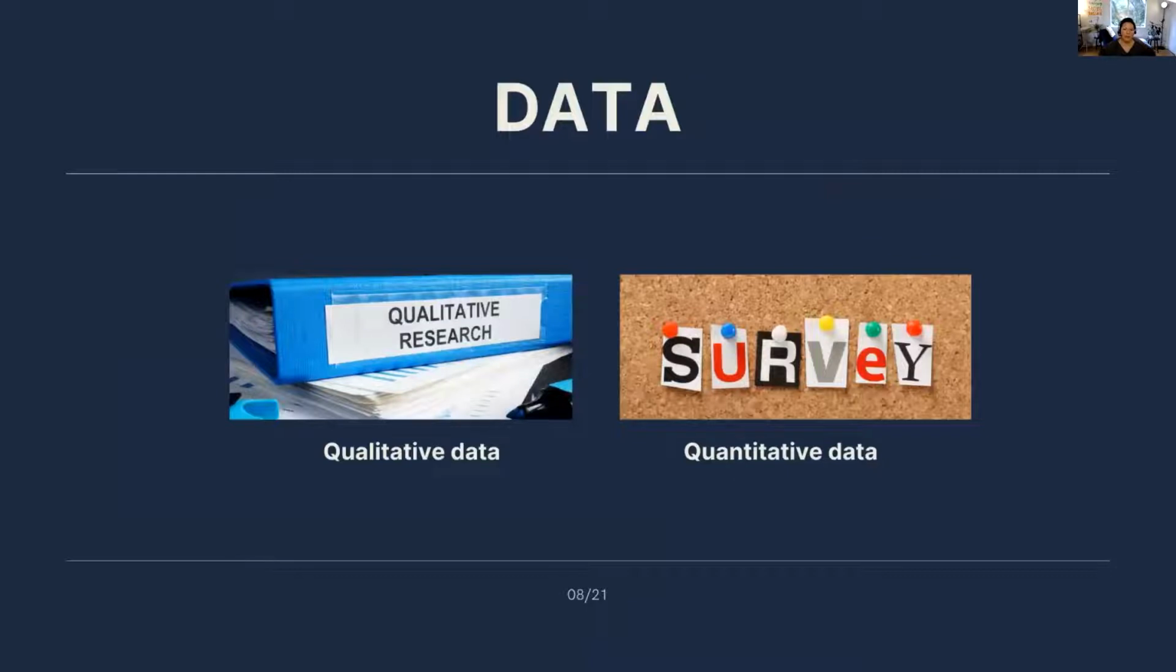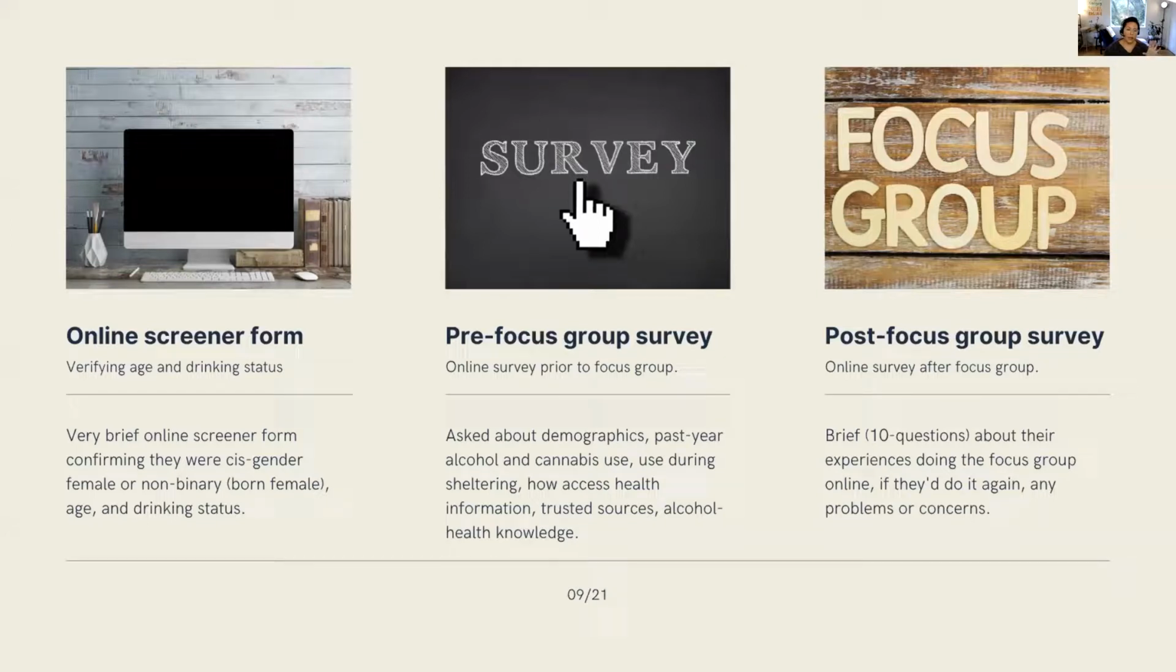Let's talk a little bit about the data that we collected. Clearly, we collected some qualitative data from our focus groups, and we also collected some quantitative data via our surveys. And here's kind of an overview of the surveys that we collected.